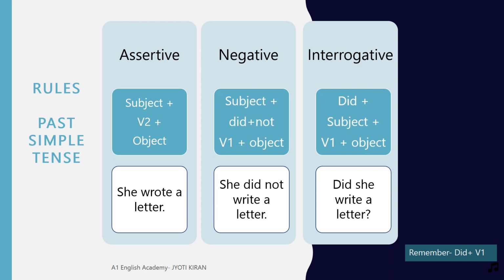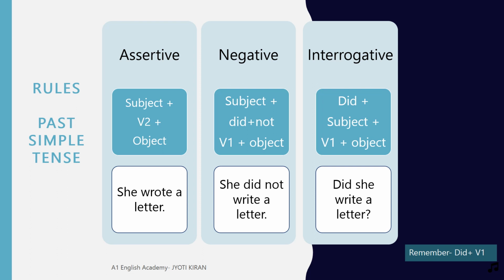To make a negative sentence, we have to use did not. She did not write a letter. You have to remember this. Did is the second form of do. So when we are using did in the sentence, then the next verb will be the first form of verb. So here write is the first form of verb, but did has been used, which is already the second form of verb.